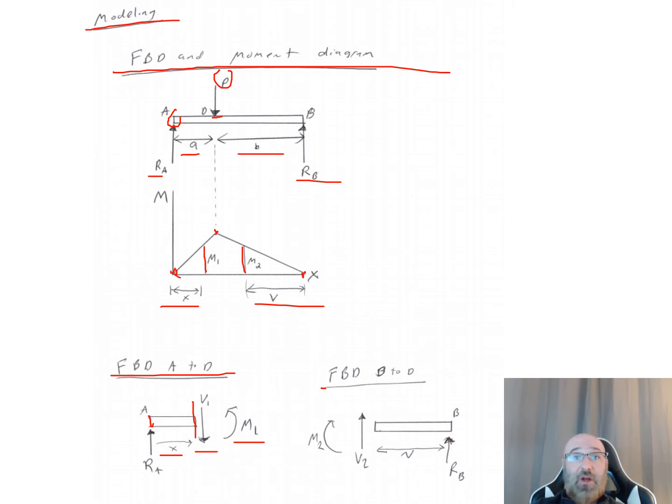Now similarly over here on our right hand side, if we draw our section over here and we have this distance now over here, this v distance, we're going to have our M2 and our V2 at the end of the beam where we section it there. Over at the right at their fixed end here, we're going to have a reactionary force R sub B right there. So these are our two free body diagrams for the two ends of our beam.